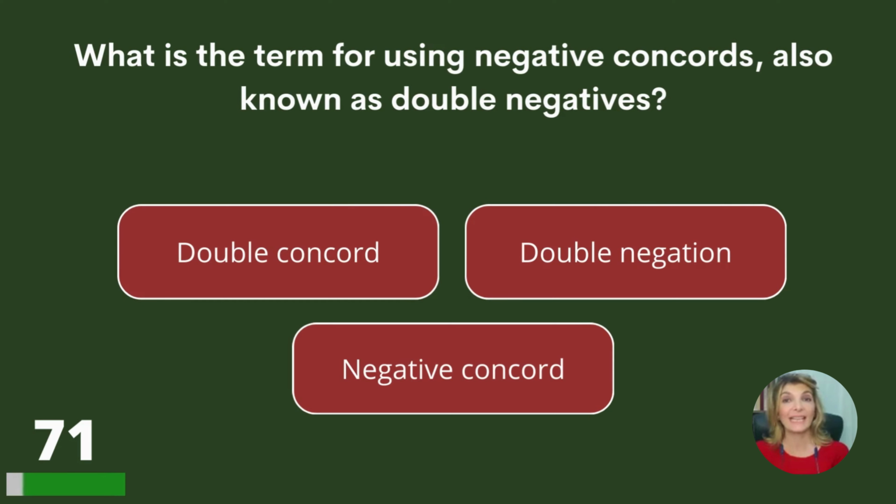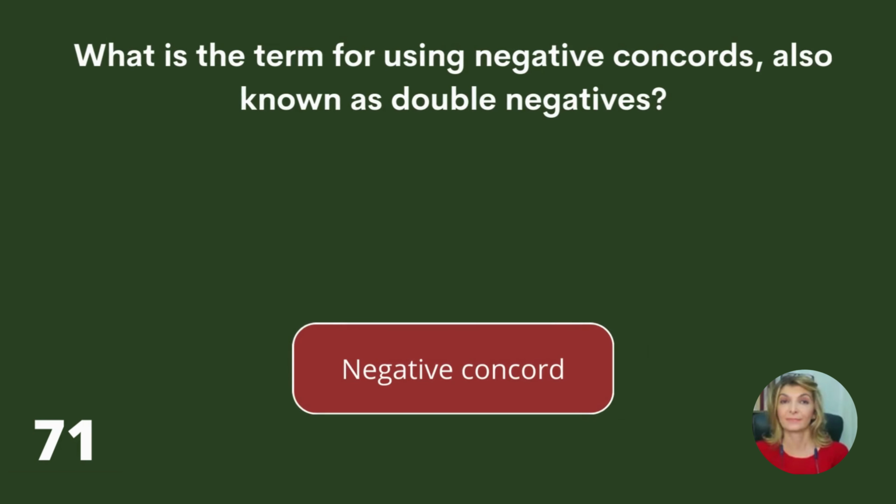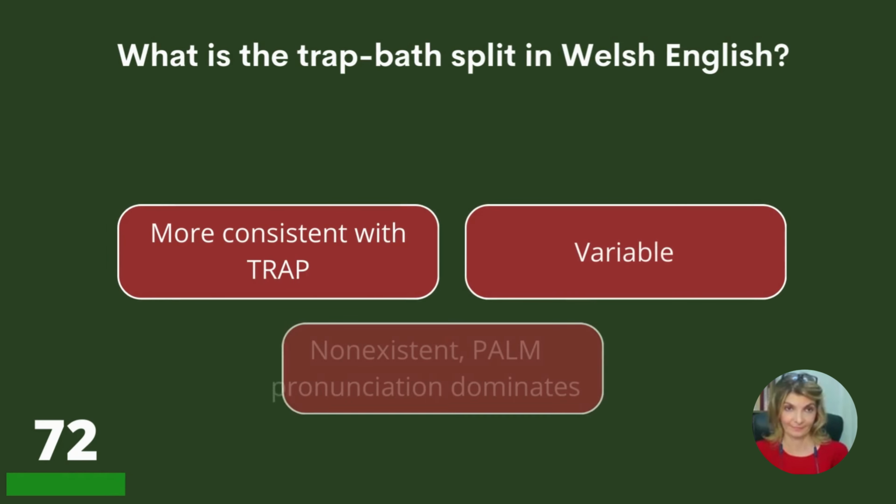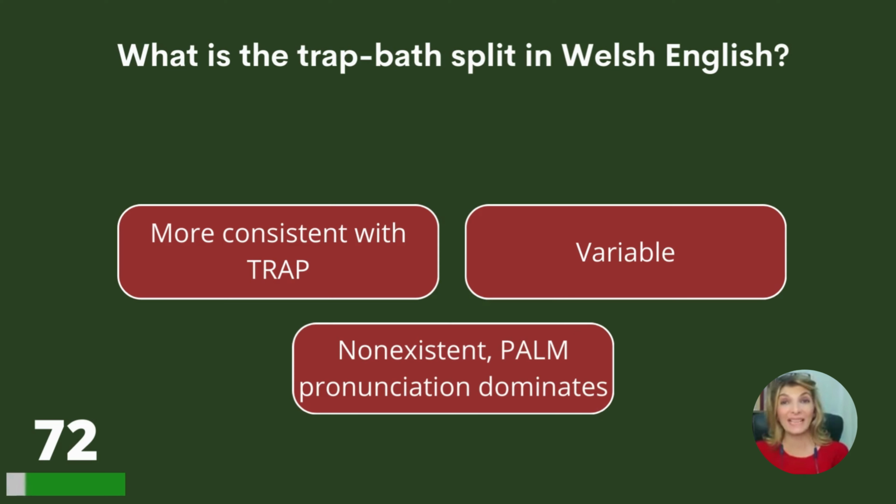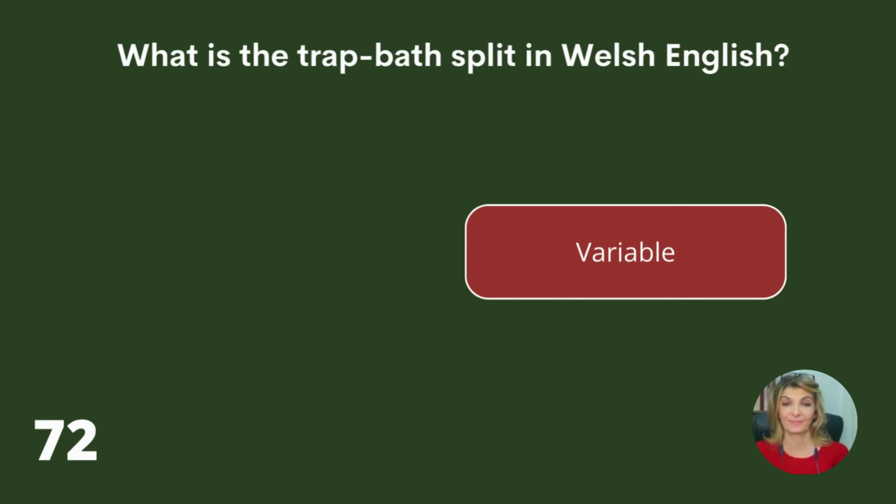What is the term for using negative concords, also known as double negatives? Double concord, double negation, or negative concord? Negative concord. What is the trap-bath split in Welsh English? More consistent with trap, variable, non-existent, palm pronunciation dominates? Variable.